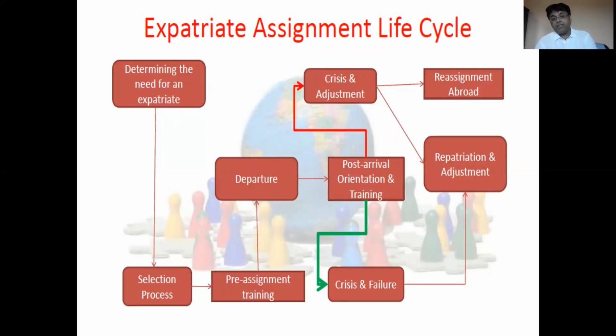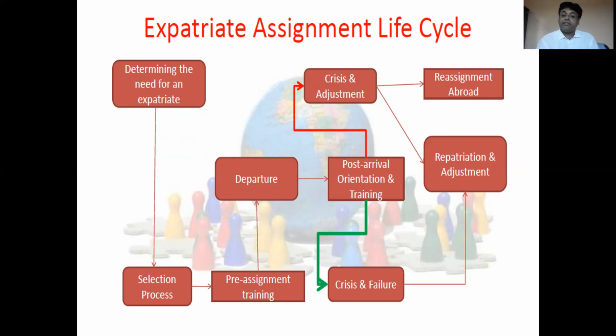So first is to determine the need of an expat. Yeah, I need an expat in that particular country. So selection process, you'll be selecting somebody from your home country. Then pre-assignment training, you need to provide the training. Then departure, then the post-arrival orientation and training. After the orientation, there would be a crisis definitely.